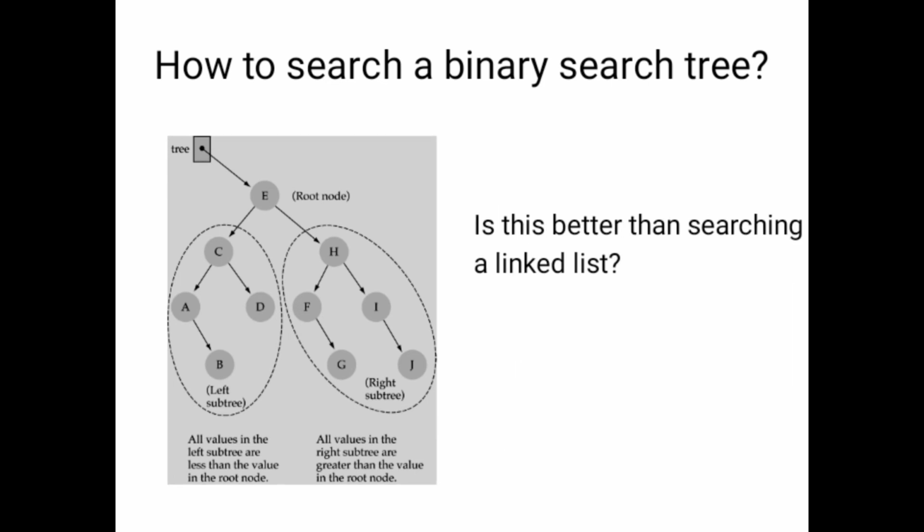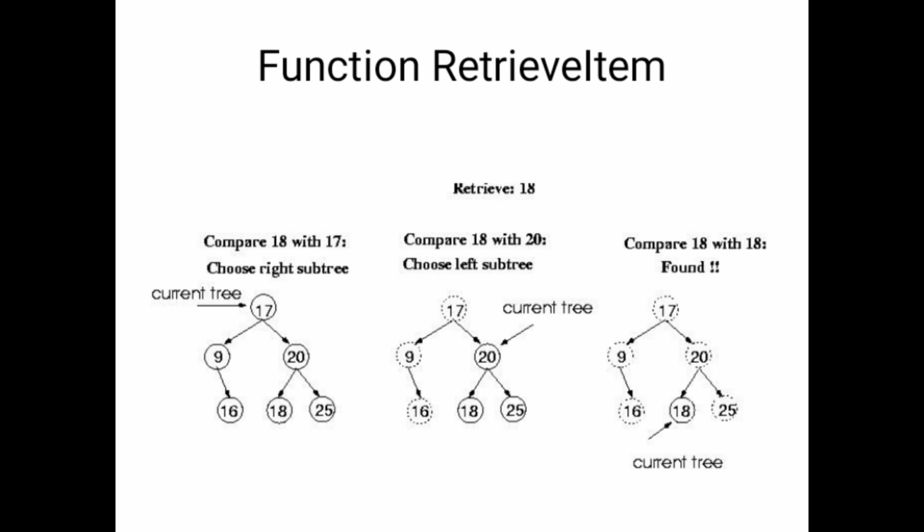Now, is this searching better than searching in a linked list? Yes, because this will take big O of log n time. Now consider an example: I will take one example and search an element in a binary search tree. Assume that this is a binary search tree. Now I have to retrieve the element 18. That is, I have to search whether 18 is found in this binary search tree or not.